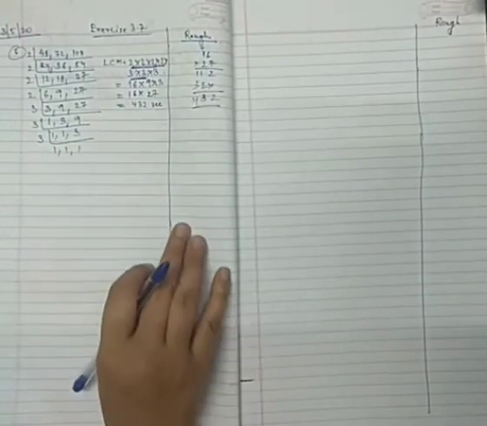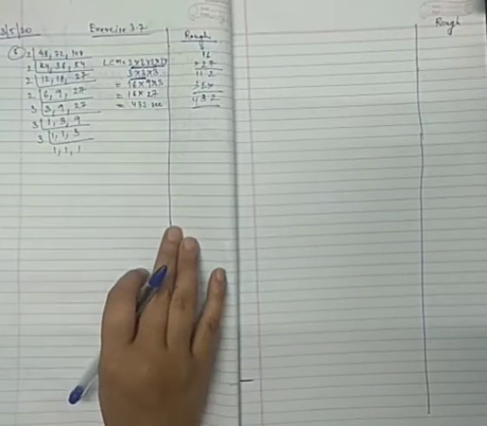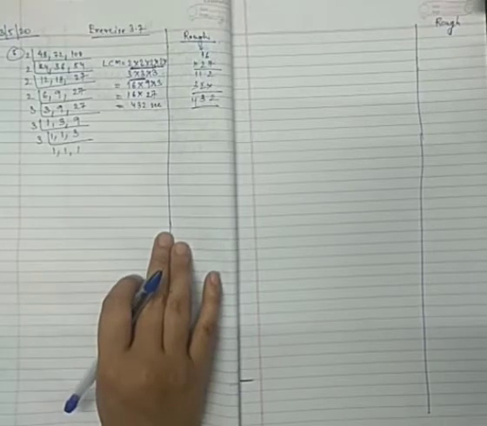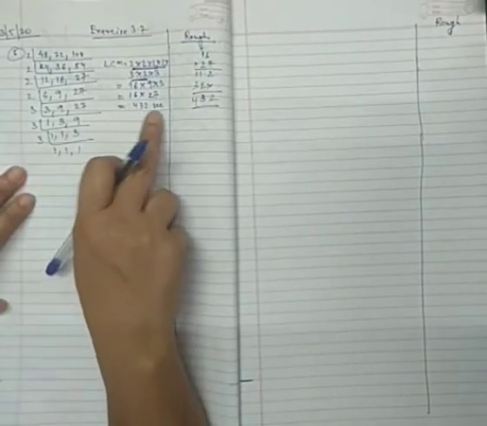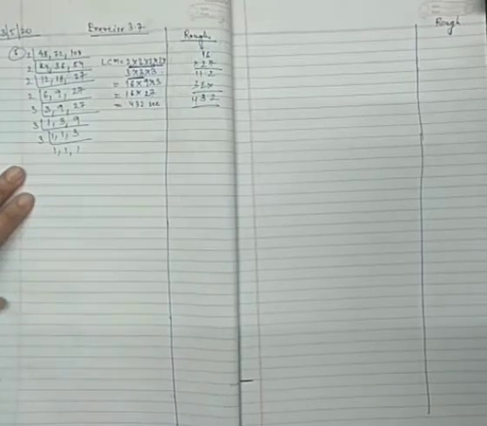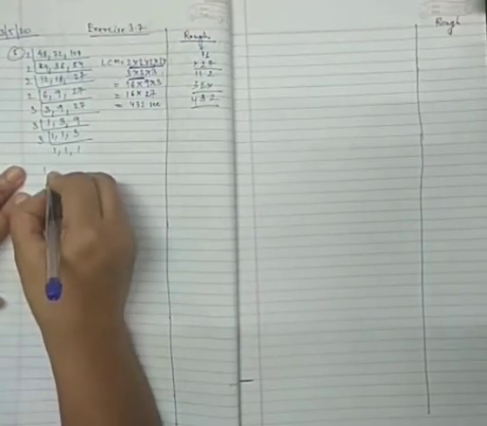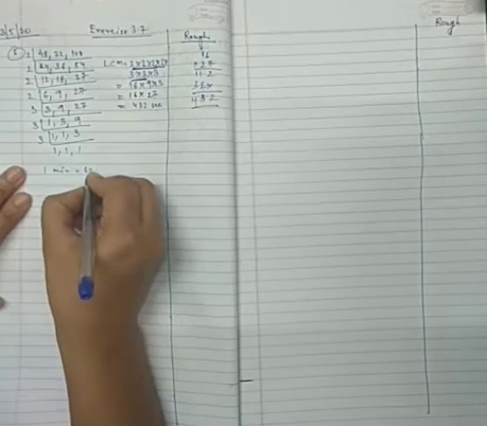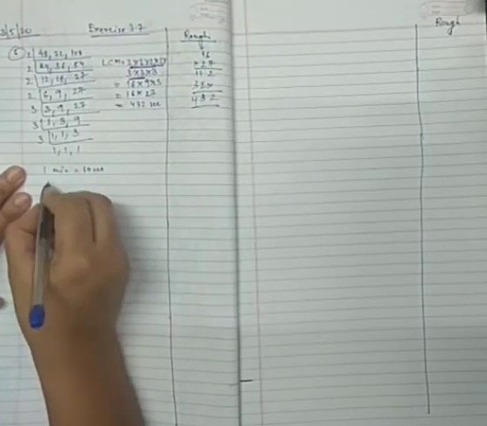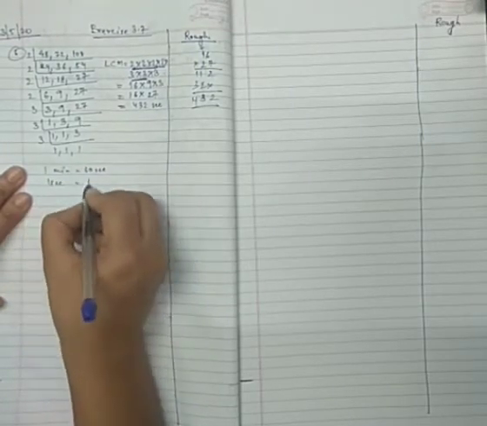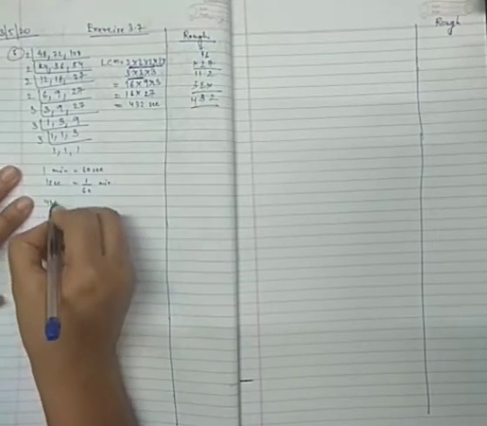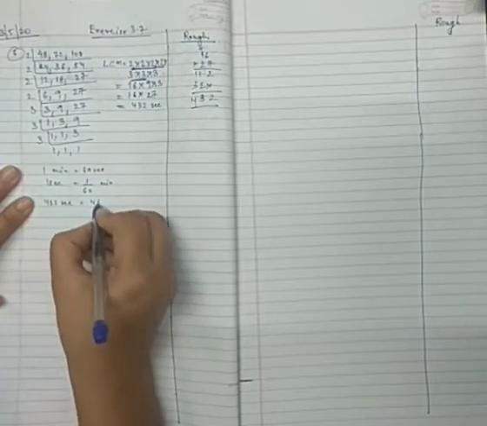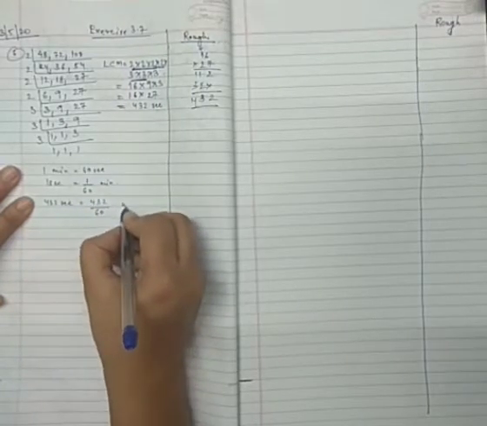Now this is your LCM. Now what they have asked: if they change simultaneously at 7 a.m., at what time will they change simultaneously again. So now you have to convert this into minutes, right? So 1 minute is equal to 60 seconds. So you can write 1 second is equal to 1 by 60 minutes. So 432 seconds will be 432 by 60 minutes.